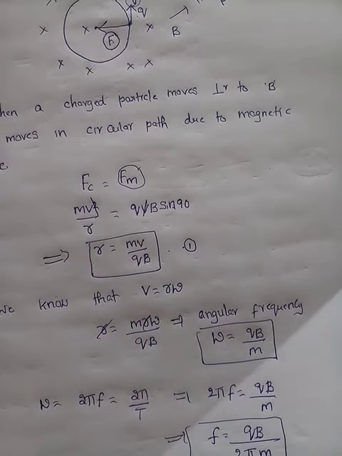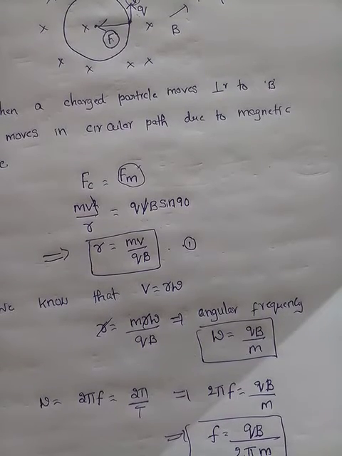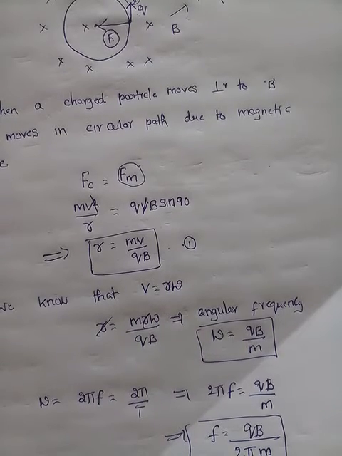Here we have to note one important point: the frequency of a particle moving in a circular path does not depend on the speed as well as the radius of the circular path. Why? The magnetic force is always perpendicular to the direction of motion of the charged particle, hence the work done on the charged particle by the magnetic field is 0.